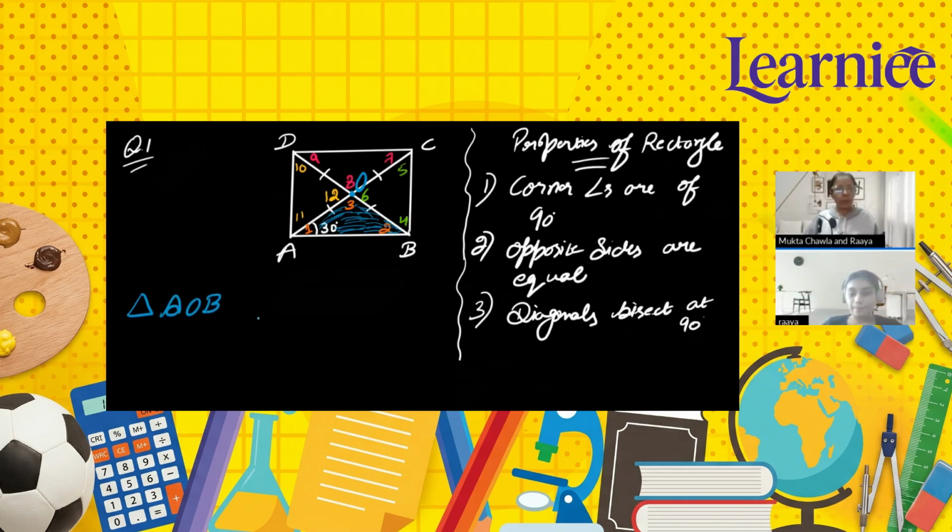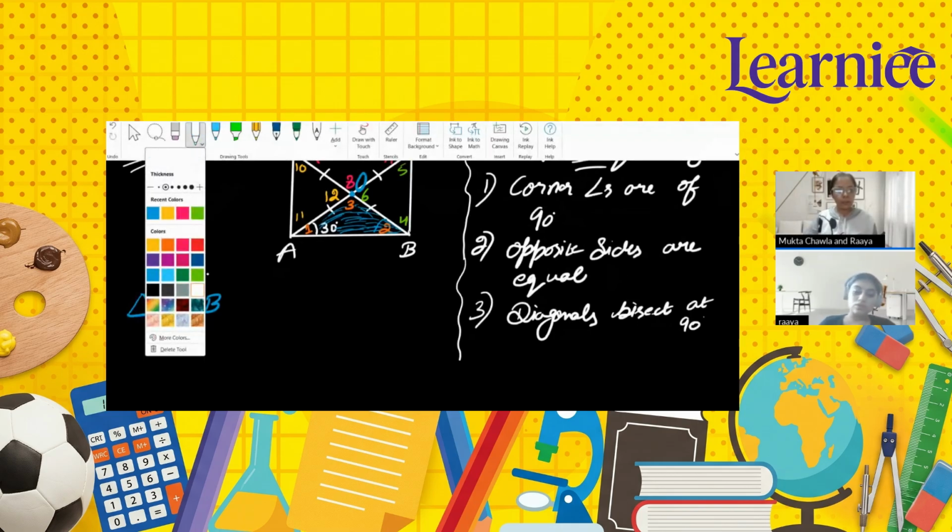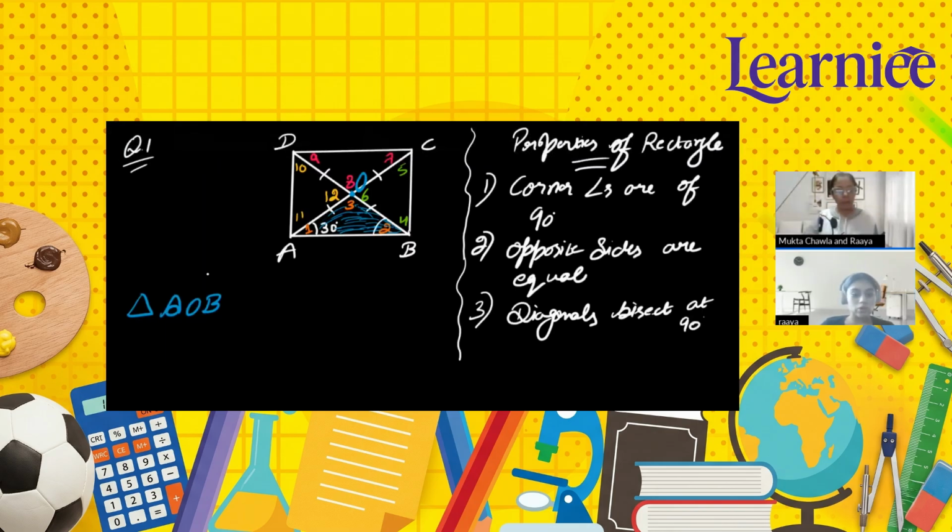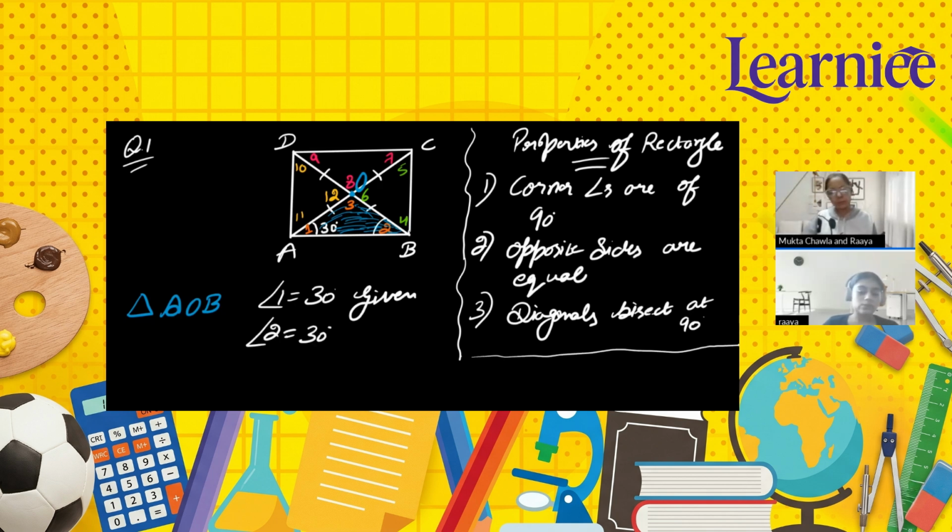AOB. Now, can you tell me if this angle 1 is 30°, so what would be angle 2? Angle 1 is already given to us, right? Ma'am, it will also be 30 degrees. Yes, very good. How is that? Can you explain? Angle 1 is given to us as 30°. You said angle 2 is also 30°. So can you give any explanation for this one? Because it is an alternate opposite angle of 30 degrees of 1. Yes, very good.